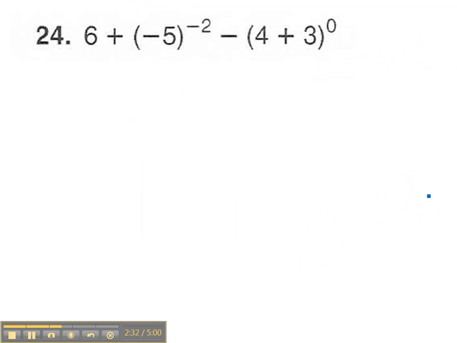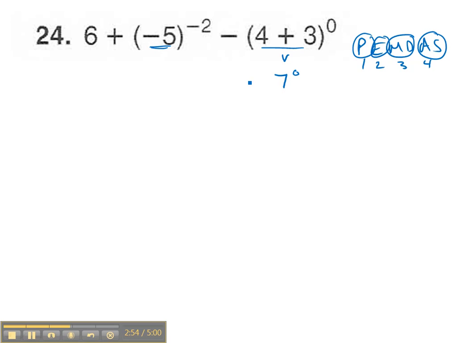And finally we have an order of operations problem, PEMDAS. First I need to do my parentheses. I have parentheses here, but there's no operation in here, just an integer, so I'm going to move to this parentheses. 4 plus 3 is 7. So this is 7 to the 0 power. I'm rewriting the rest just like we did all of our order of operations problems this year.